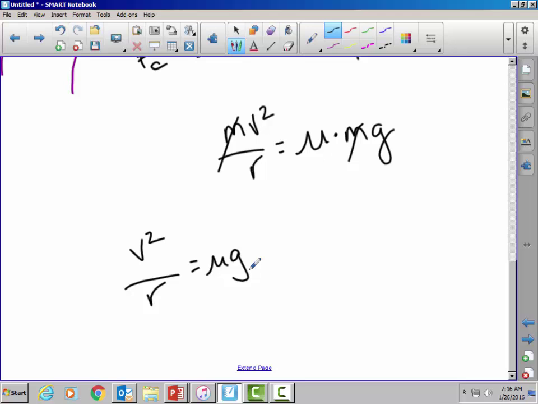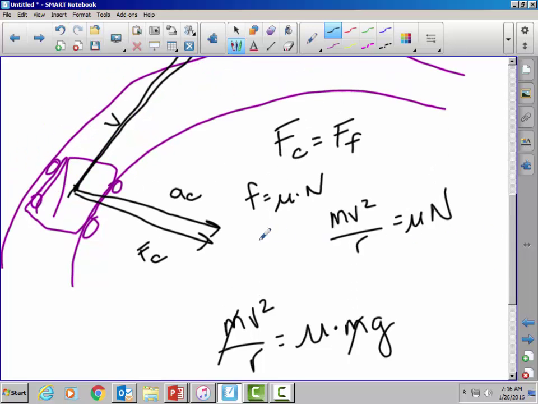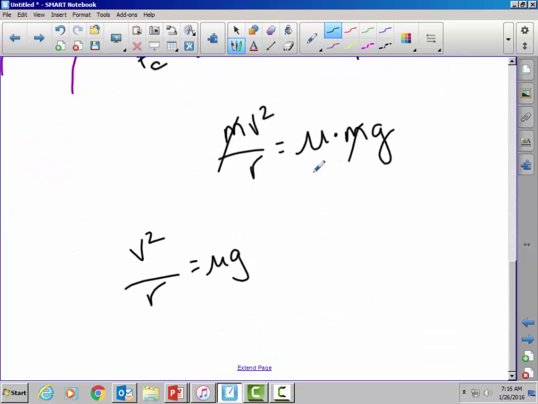So a lot of questions tend to revolve around the idea of how fast can a car go to make a particular curve, right? And this is what a lot of highway engineers are also concerned with. So to find your speed, it would be the square root of mu g r. So this ends up being the maximum amount of speed that a car can have to navigate the turn of a particular radius.